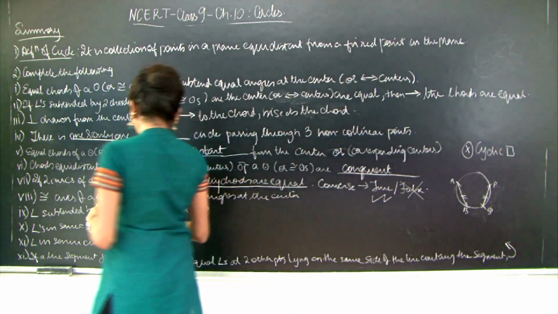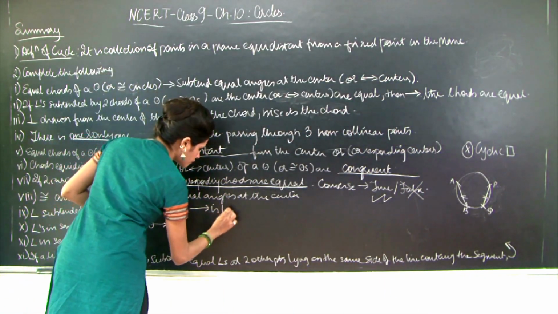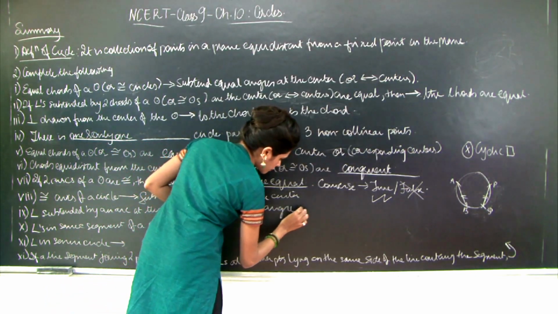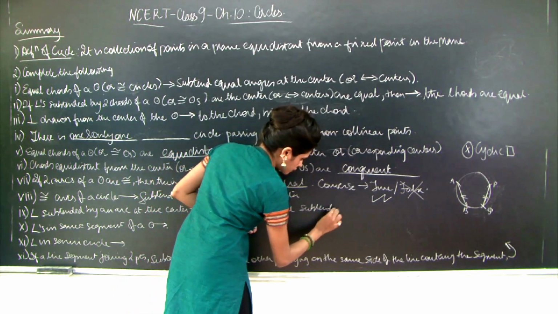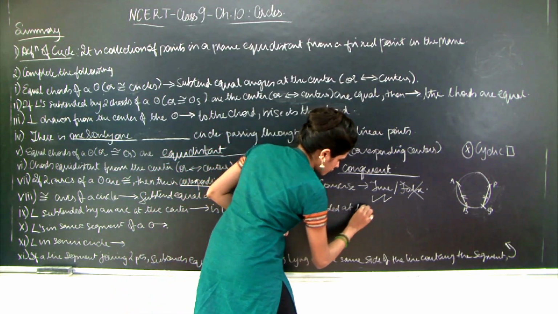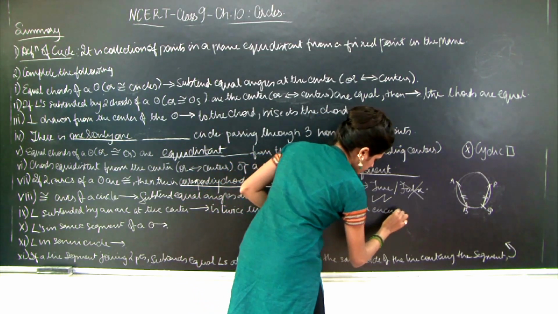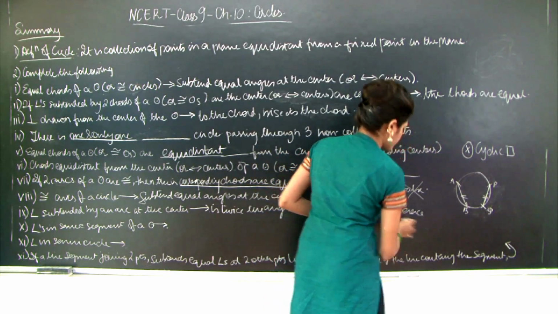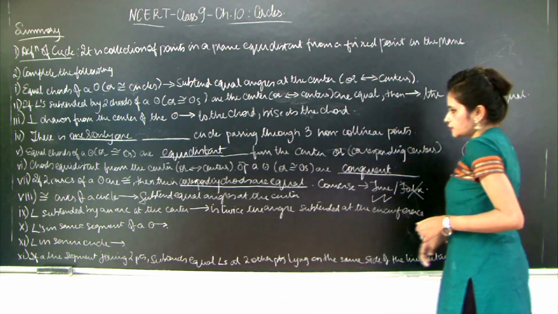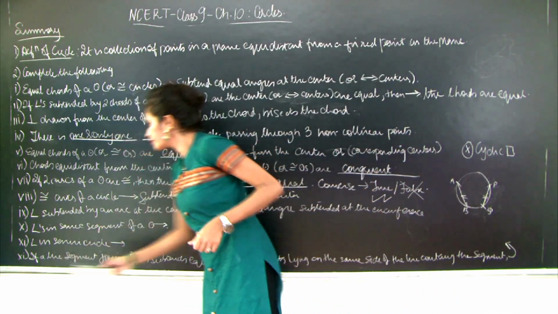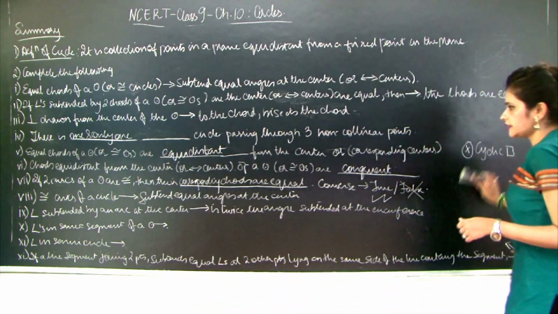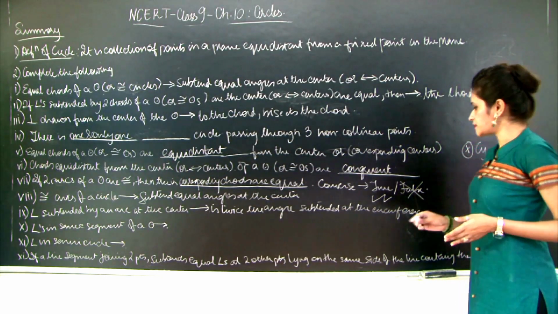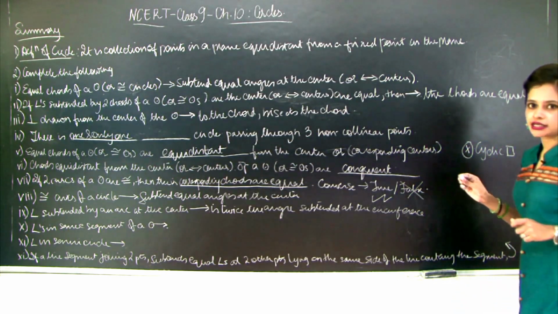The ninth one, angle subtended by an arc at the center. Please complete. Ready? Ninth one, the angle subtended by an arc of the circle at the center is twice the angle subtended at the circumference. But here we learnt special cases.